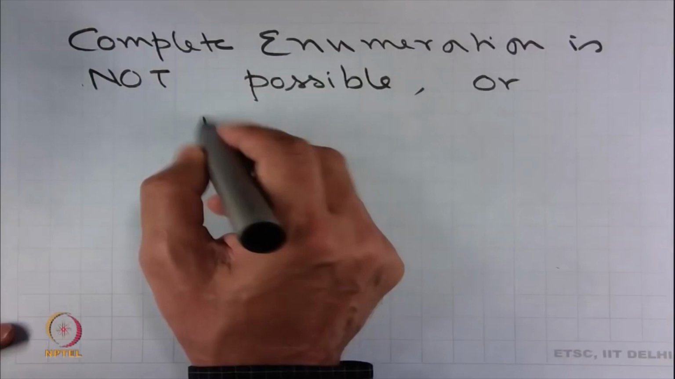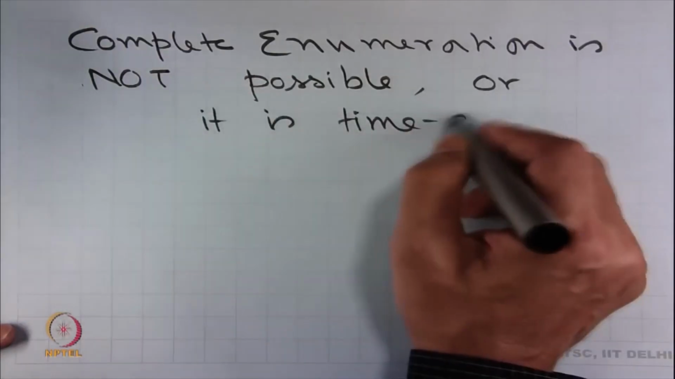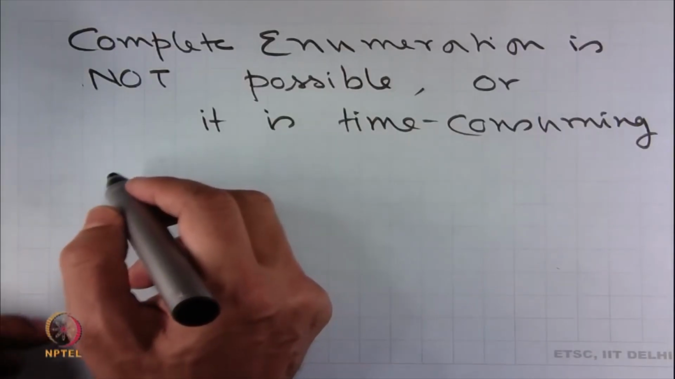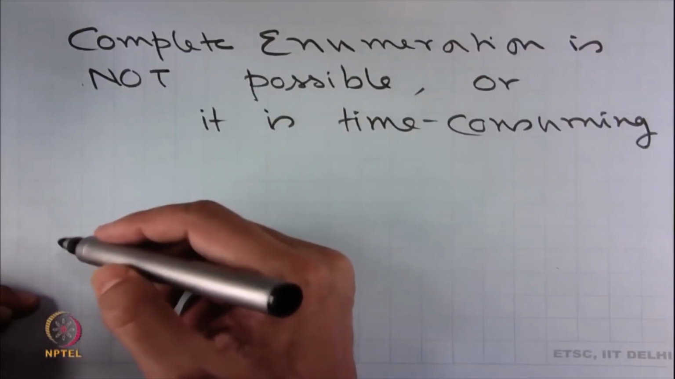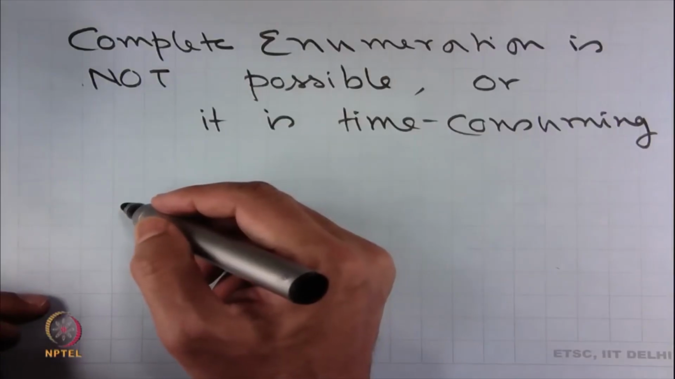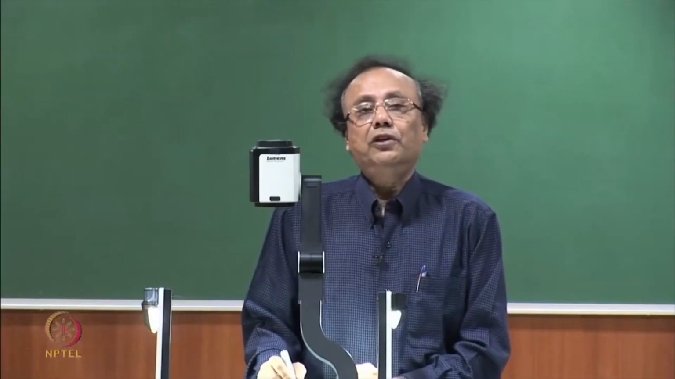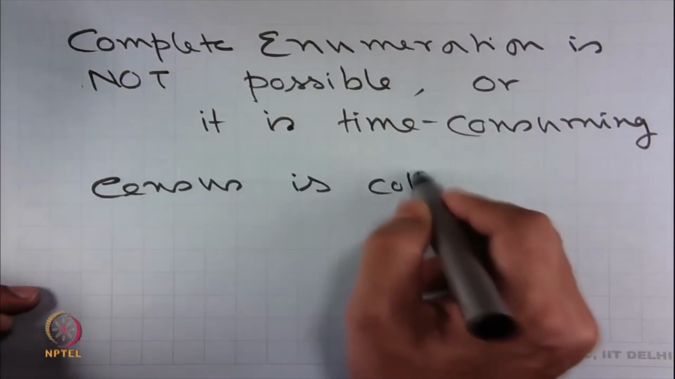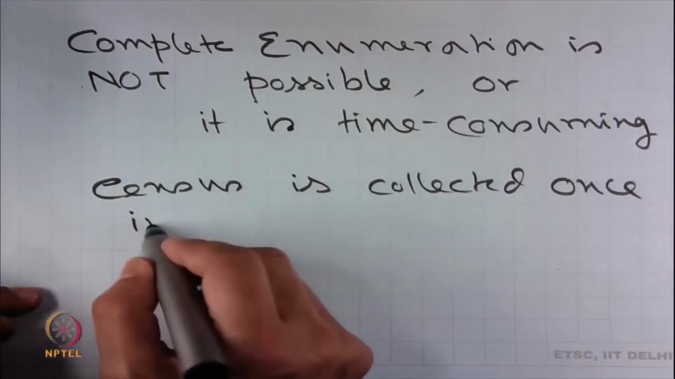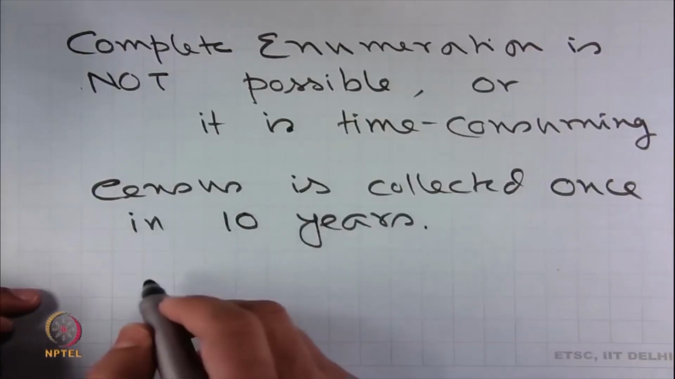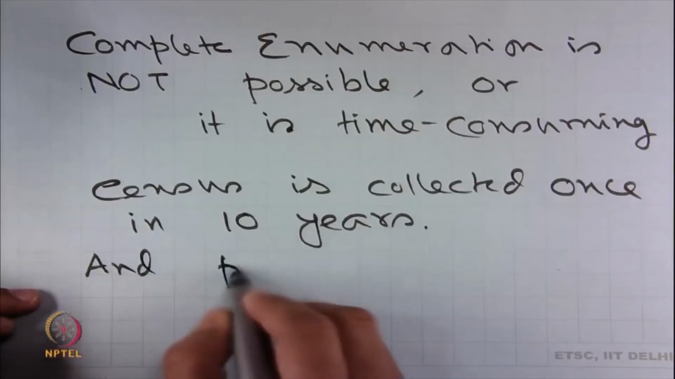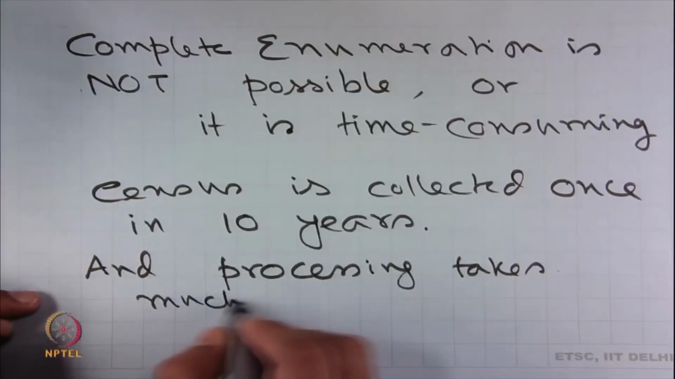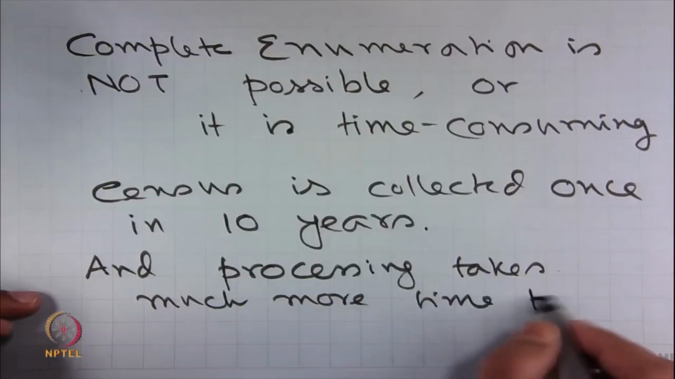Or it is time consuming. For example, if you look at census data, where surveyors actually go from household to household and collect information about individuals and the household together, it is expensive and time consuming, and that is the reason census is collected once in 10 years, and the processing takes much more time to publish the result.